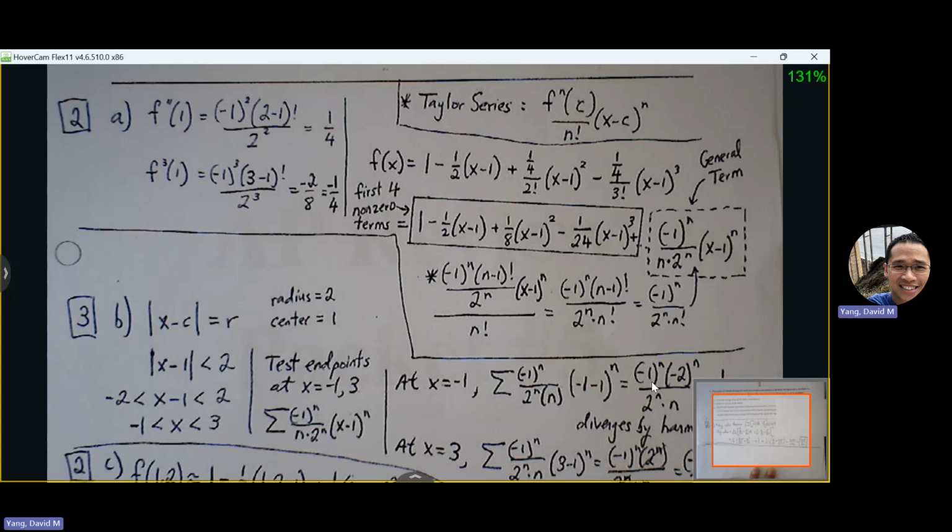Sure. Do you have to simplify the general term? No, you don't. You can just write it. Yeah, I think this is fine.